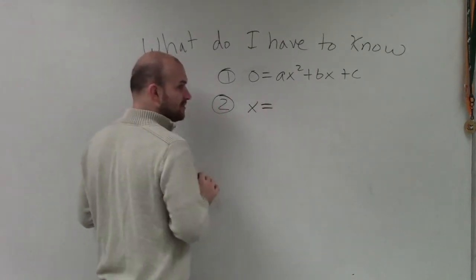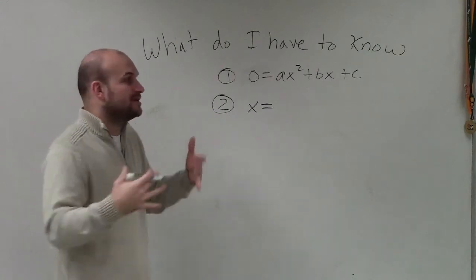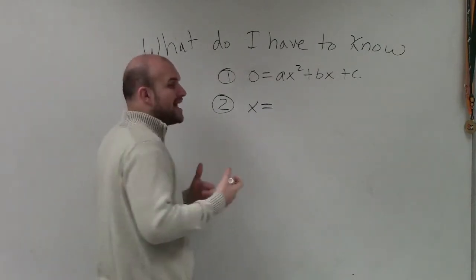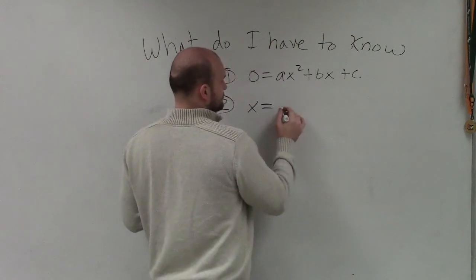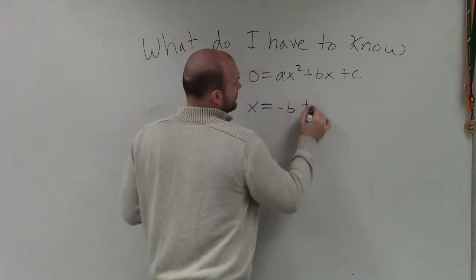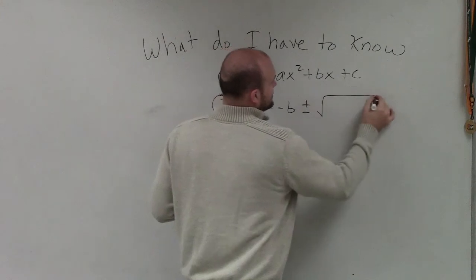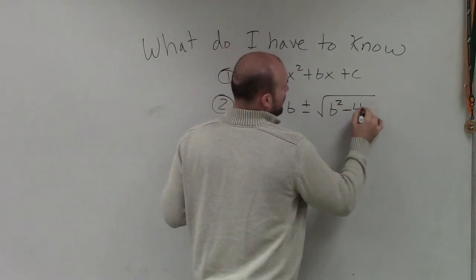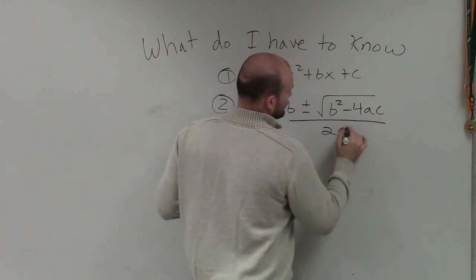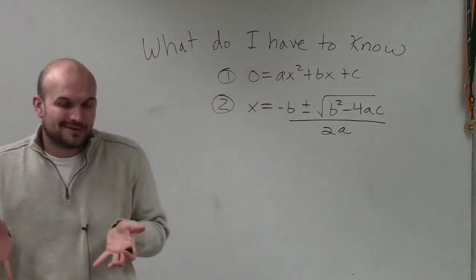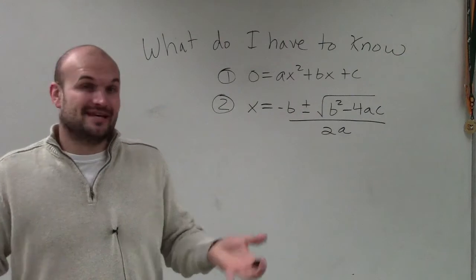So x equals, but by applying a formula that we can use to find those values without having to factor or complete the square. So x equals the opposite of b plus or minus the square root of b squared minus 4 times a times c, all over 2a. All right? So that's the quadratic formula, and that's the main thing I would say that you need to know.